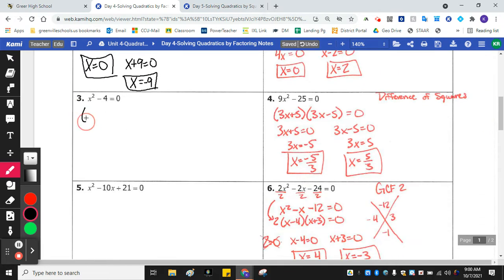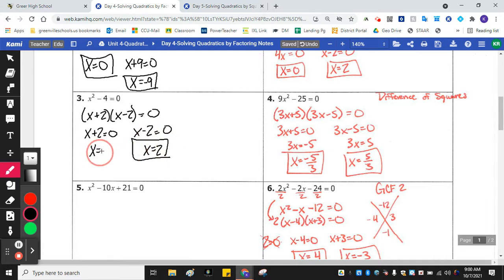Number 3 is the difference of squares. There is no greatest common factor unless you count 1. So x plus 2, x minus 2, set equal to 0. Set each factor equal to 0 and solve. So x equals 2. X equals negative 2.